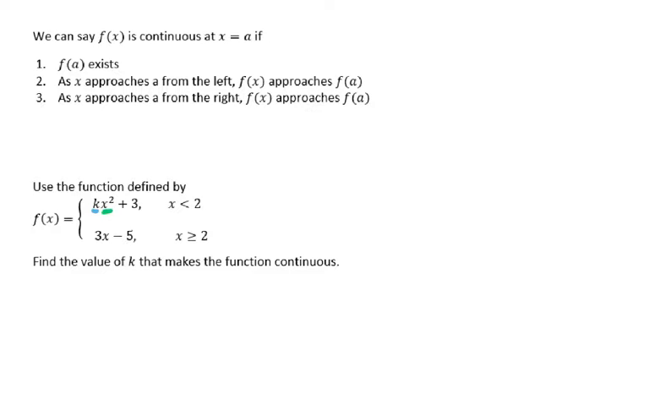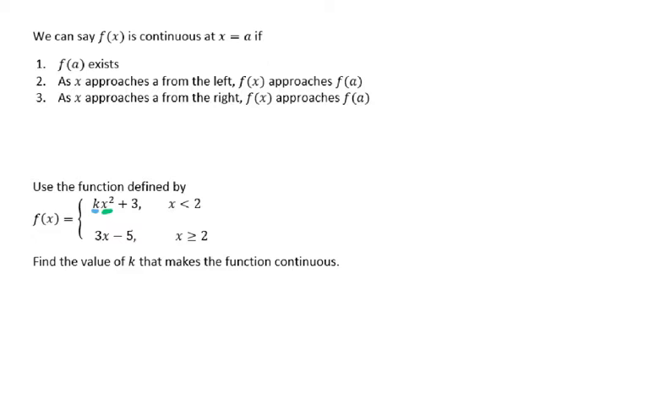Looking at this example, we know that the first piece of our function is quadratic because it has a degree of 2. And we know that the second piece is linear. 3x minus 5 is linear. Quadratic and linear functions are always going to be continuous on their domains. So the only place we might find a discontinuity is where that first function ends and the second function begins. This occurs at x equals 2.